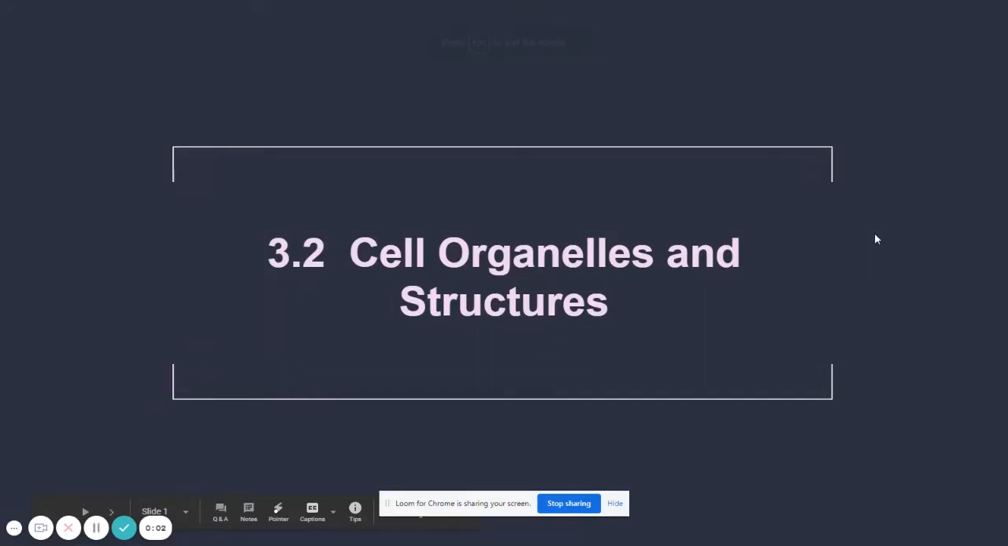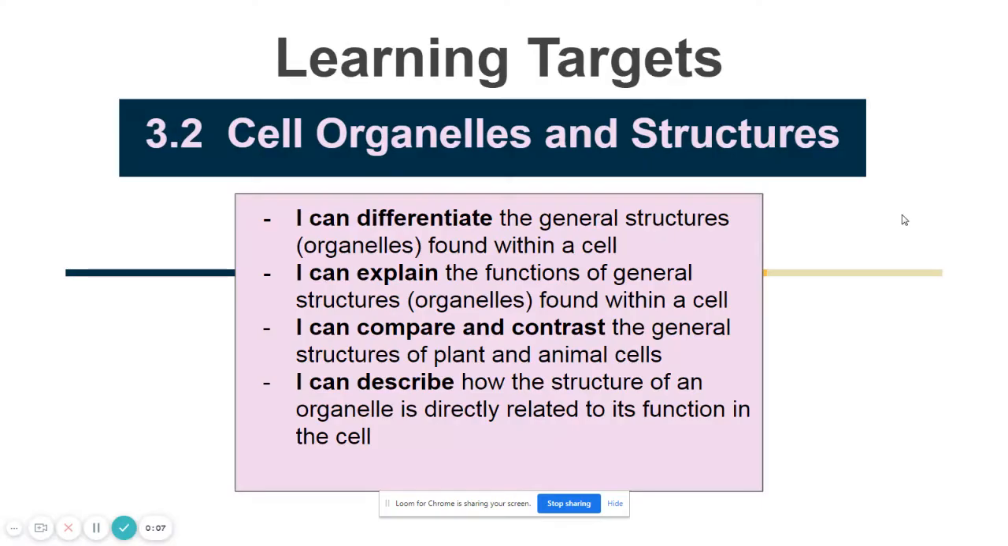Hello everyone, it's Miss Faye and today we're going to be covering cell organelles and structures. By the end of today's lesson, you should be able to cover the following learning targets.